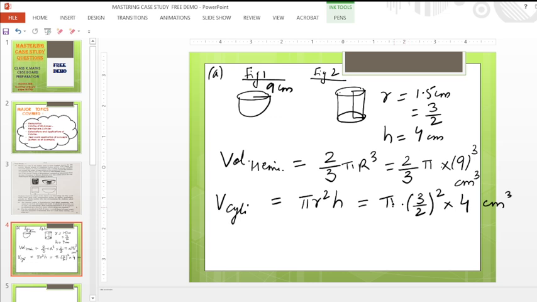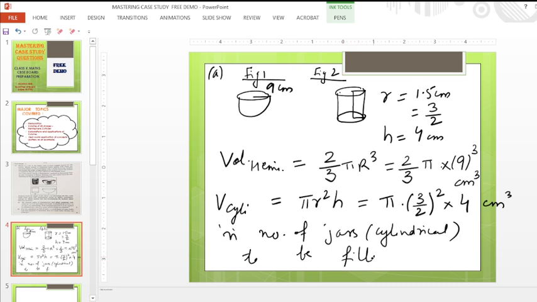Why are we calculating both the volumes? You need to find the volume of both and find how many cylindrical jars are filled. How do you find it out? By division. So let n be the number of cylindrical jars to be filled. What you'll do is divide the volumes.